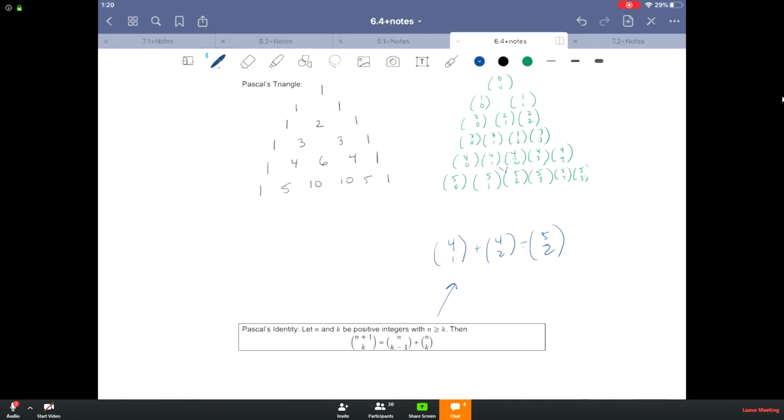All right, and that's what that identity is. Now the proof of that isn't too crazy. It's kind of just talking through it. But I don't want to spend too much time on that proof. I just wanted to throw that in there and give you guys some exposure to that. Are there any questions on Pascal's triangle?